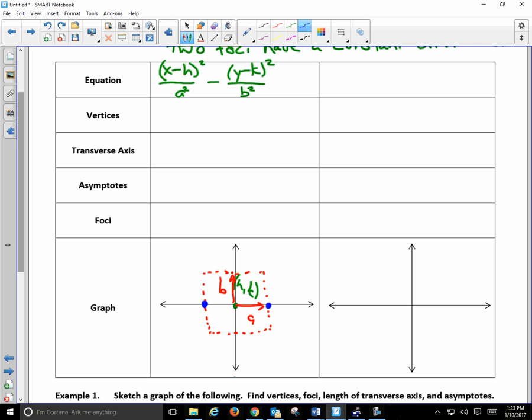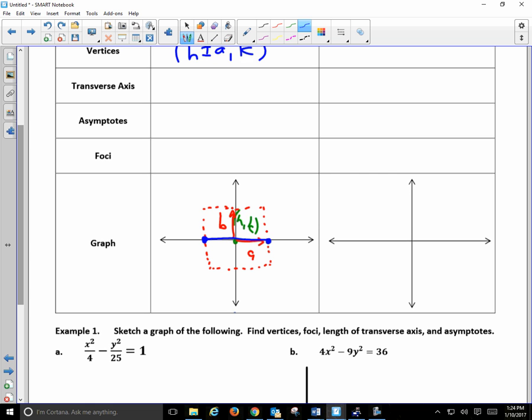If I move horizontally, does that change the h value or the k value? So it'll be h plus or minus a, and then k. The length of the transverse axis is really the segment between the two vertices. What do you think that length is? If I go a units in each direction, 2a.